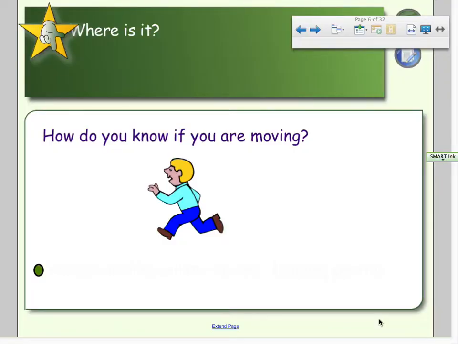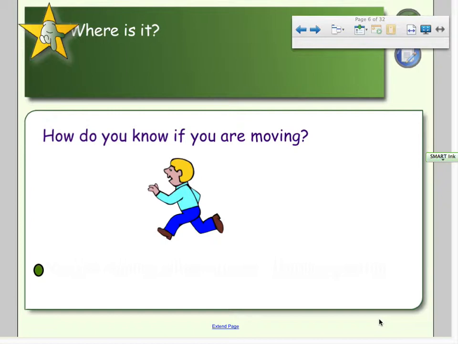How do you know if something is moving or if you're moving? Don't tell me you can feel it. Our brain tells us. What if your brain's not working? How would you know if I was moving? If you left the room, how did you know if I moved or not? We see you.